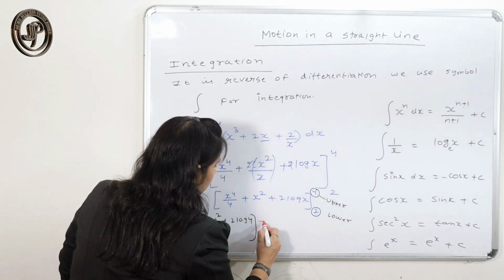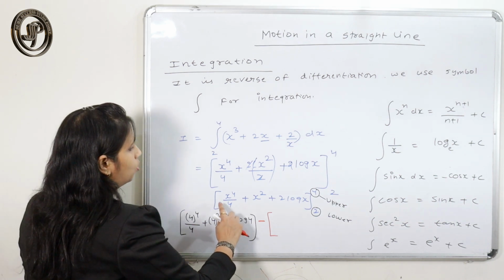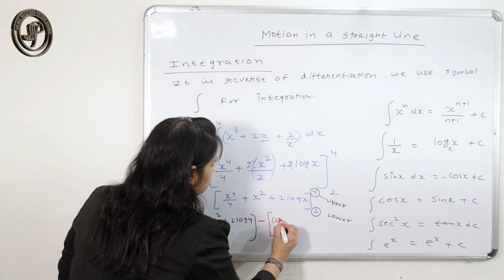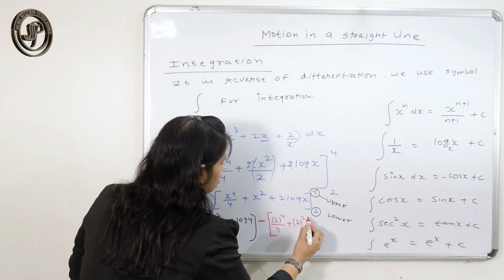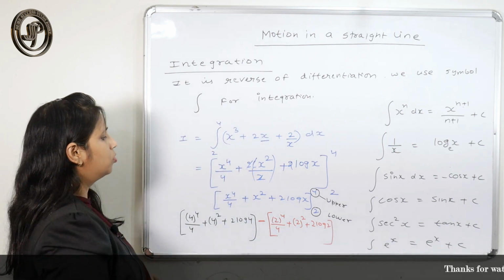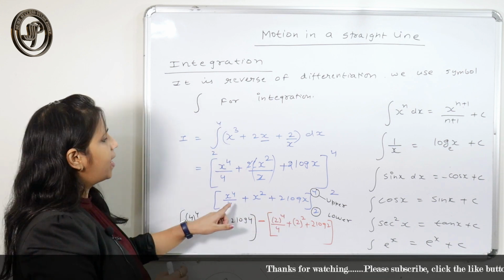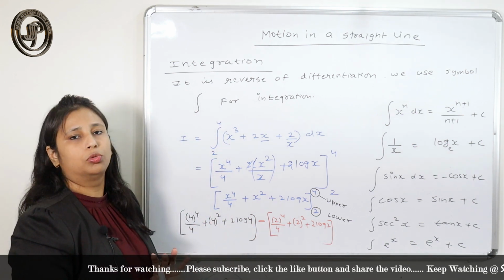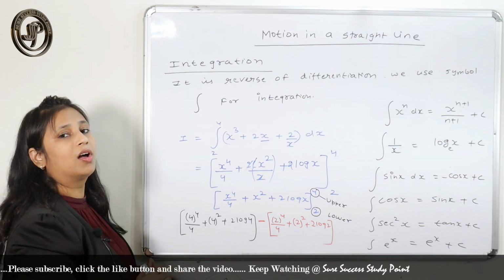Now I am going to minus. Now I am going to put the lower limit here. So now I am replacing x with 2. So it is 2 raised to 4 by 4 plus 2 raised to square plus 2 log 2. What you have to do? You just have to replace first all the x with 4 and then replace all the x with 2 and put the minus sign in between. So that is how to solve your definite integral.